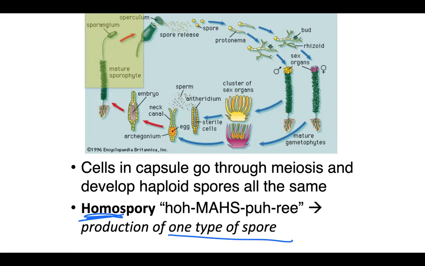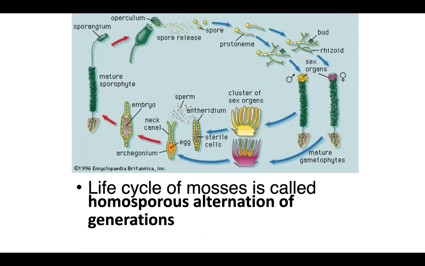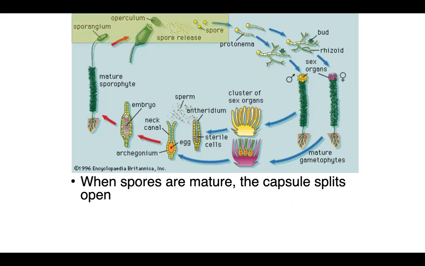In other types of plants, you're going to have different kinds of spores, female spores and male spores. We'll get to that later. But homospory is the production of one type of spore. So we can call the life cycle of moss a homosporous alternation of generations. All of them are alternation of generations because of the sporophyte and gametophyte phases. But for moss, they produce one type of spore, homosporous.